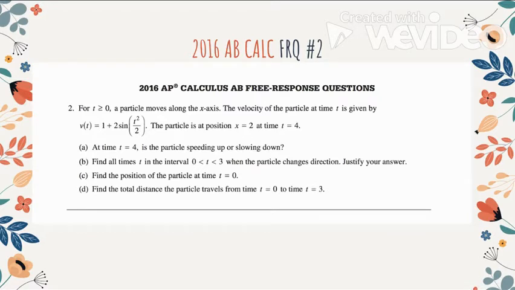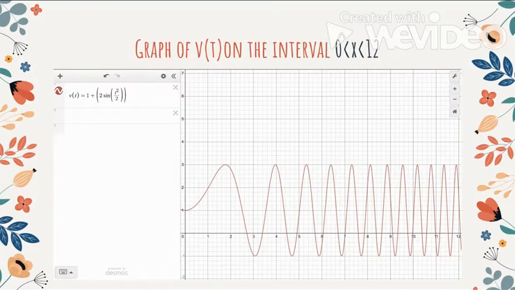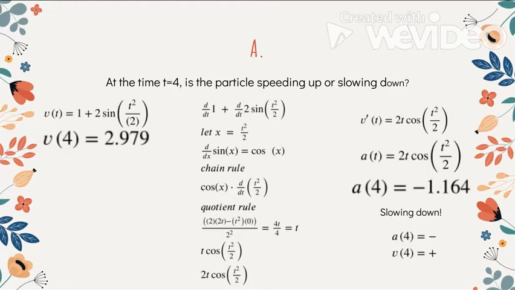So I'm going to be walking you through parts A and C, and Kylie's going to be walking you through parts B and D. The first thing I want to show you is a visualization of the given equation, v of t equals 1 plus 2 sine of t squared over 2, on the interval from 0 to 12. So for part A, at time t equals 4, is the particle speeding up or slowing down?